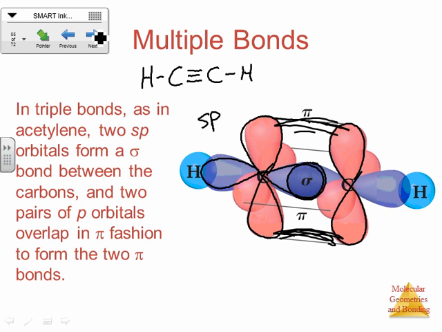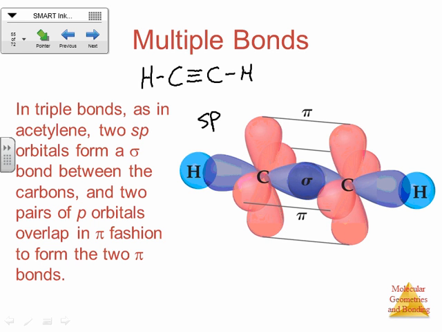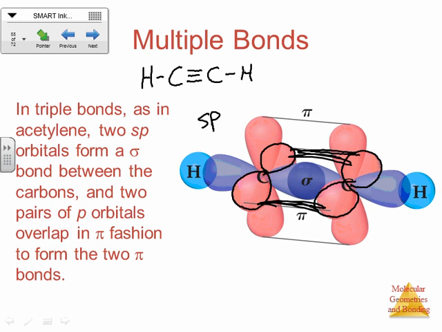And then the other one, again, this gets too messy and crowded here, but the other one is the one that's coming out from the screen and going back into the screen. The pz orbital right here is overlapping with the pz orbital here, and so you end up with this second pi bond that forms. So you have one sigma bond and two pi bonds forming there. And the hybridization is sp.